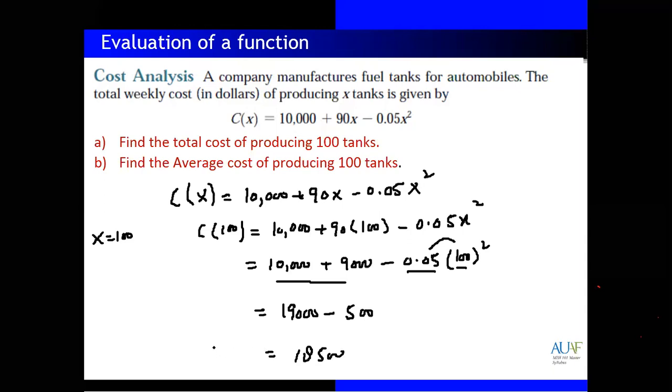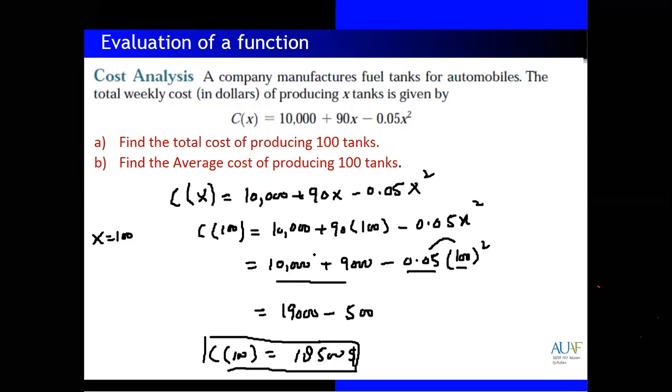18,500. So cost of producing 100 fuel tanks, manufacturing 100 fuel tanks, equal to $18,500. This is total cost of producing 100 fuel tanks. Clear guys? Just replacing x value. If you want to find cost of 500, so replace x with 500. Cost of 1,000, 5,000, so you can replace.